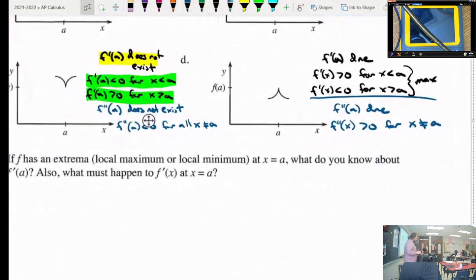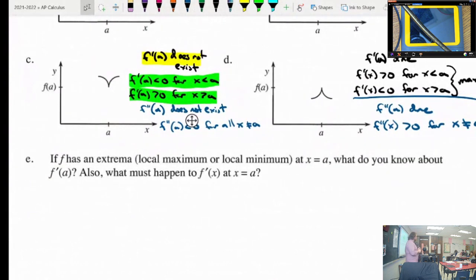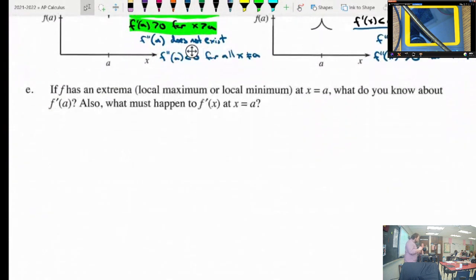As far as question E, really quick, and then we're going to do a doozy of a problem together and be done. Question E: if f has extrema at x equals a, then what do you know about f prime, and what must happen to f prime at x equals a? There are two takeaways I want you to have. If you haven't discovered them on your own right now, let's write them down. Two big takeaways from this problem.